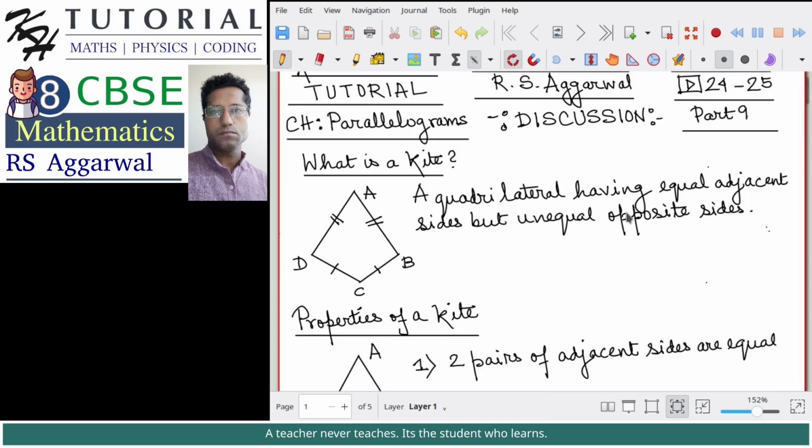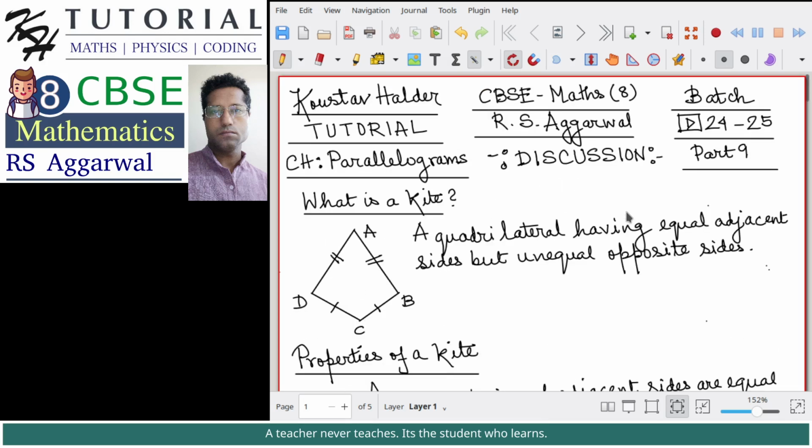What is a kite? As you know, a kite is a special type of quadrilateral, that is, it has four sides. So when do we say that a quadrilateral is a kite? When the quadrilateral has two pairs of equal adjacent sides but unequal opposite sides. So in this, quadrilateral ABCD is a kite.